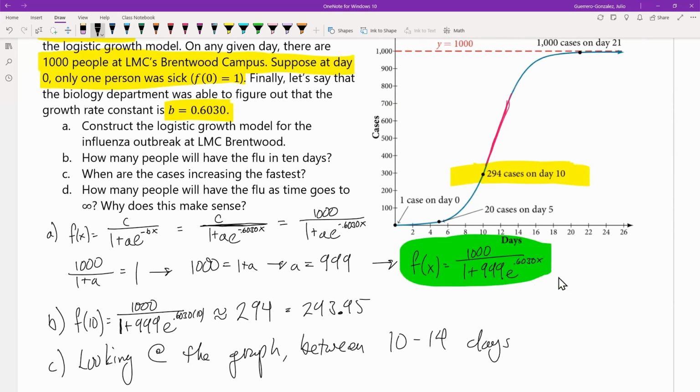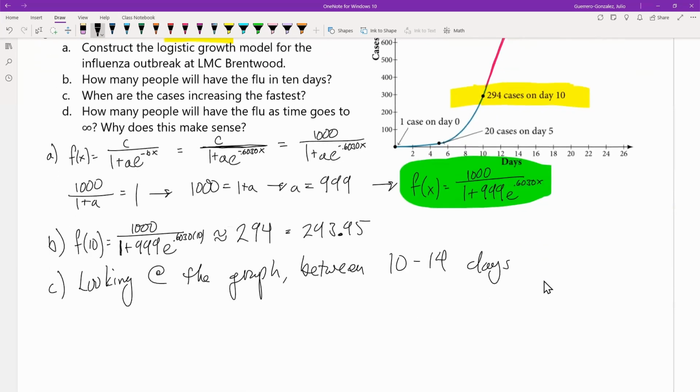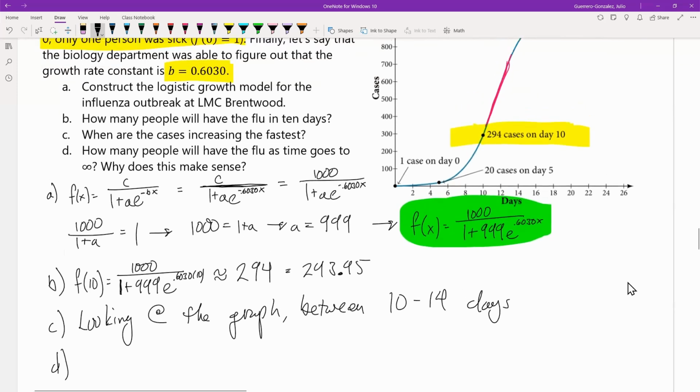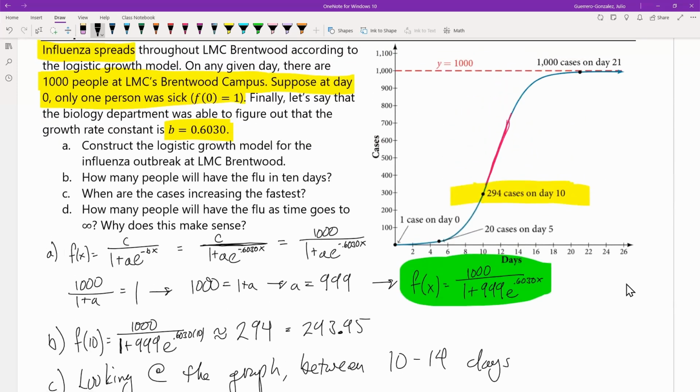All right. Last one. Letter D. How many people will have the flu as the time goes to infinity, and why does this make sense? So this is actually talking about the end behavior for the logistic curve. As our time goes to infinity, so if we go that way forever, what's happening to the number of cases? Hopefully you see it levels off at 1,000.